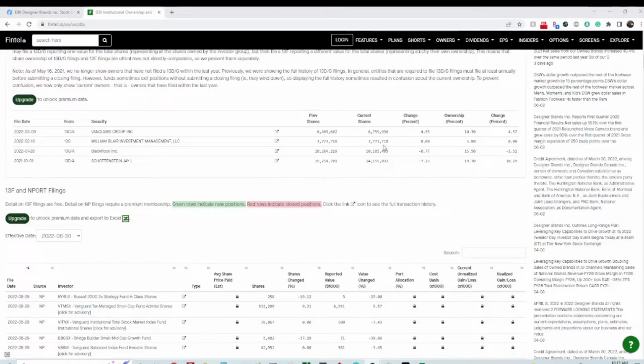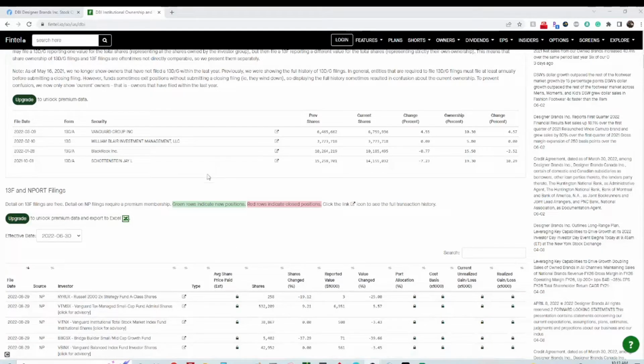William Blair Investment, they kept it pretty flat. They're still holding their position. They own 5% of the company. Good for them. BlackRock went from 10.26 mil to 10.18 mil. Not a big change there. They still own 15% of the company, which is a lot.